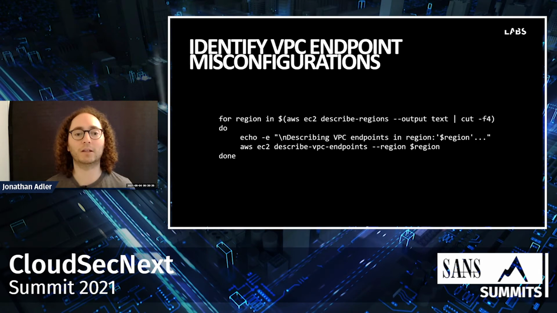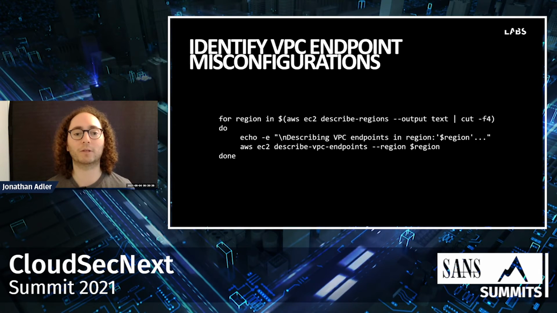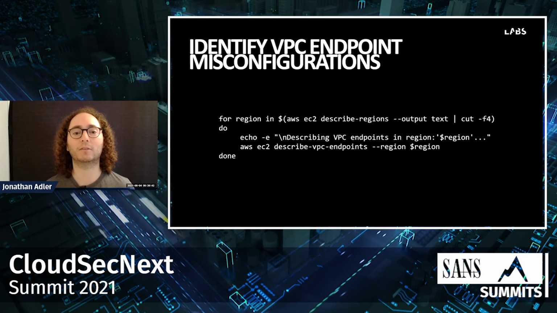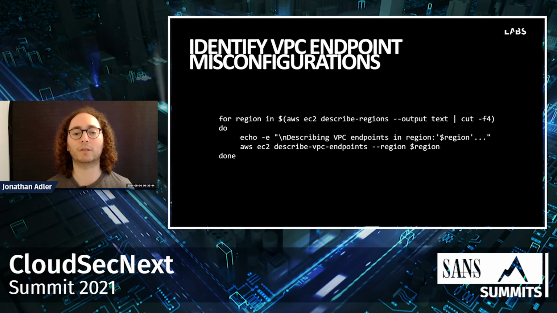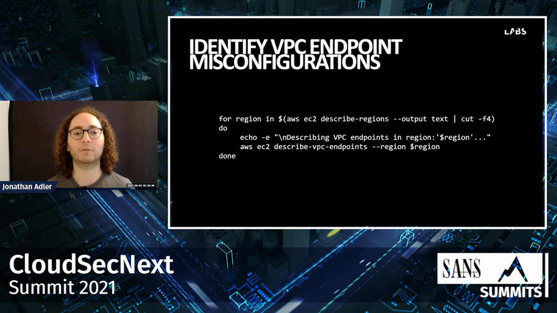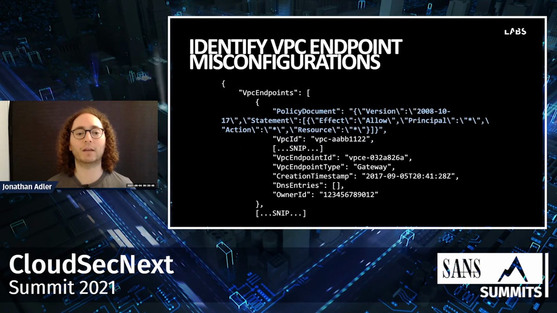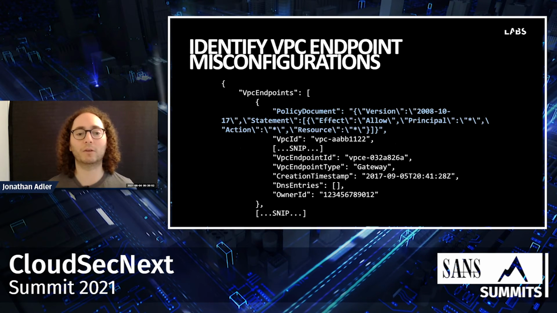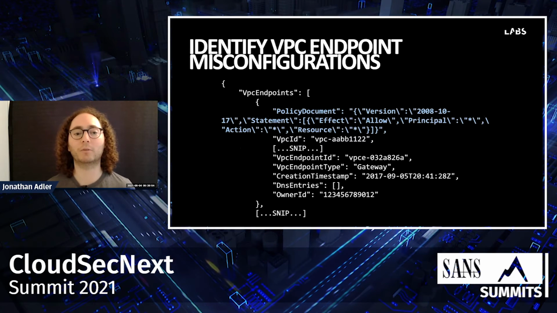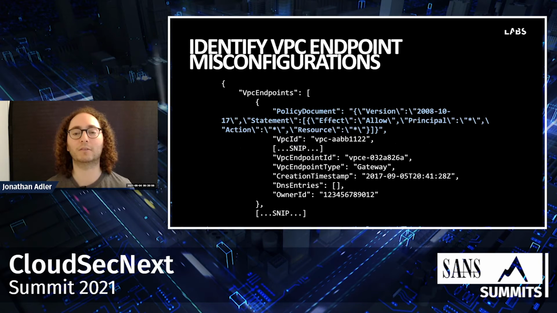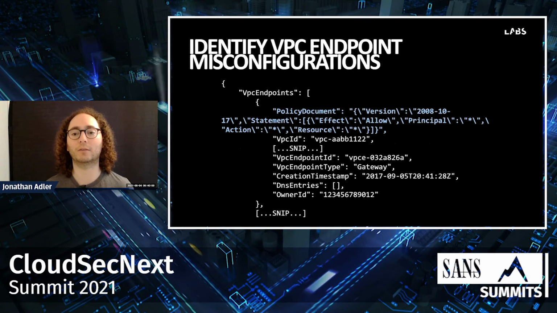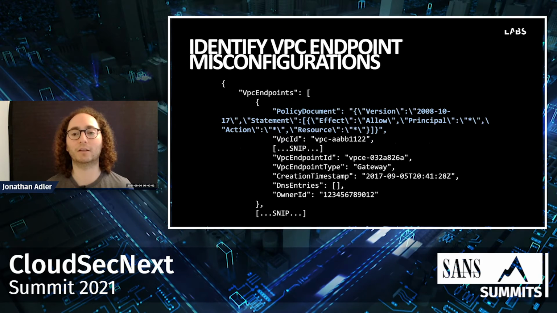And as we can see here, using this short bash script and the AWS CLI, we can describe the VPC endpoints within all of our regions within a specific AWS account. And then if we look at the output of that, we will get this large JSON blob where each VPC endpoint will also have the endpoint policy, or policy document in this case, showing whether it's a permissive policy or not. And then from there, we can look at hardening these policies.